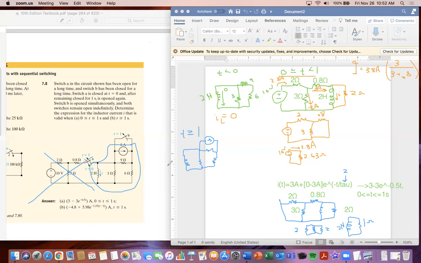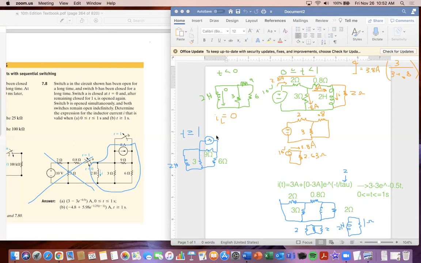Now I'm going to label 2 henries here for the inductor. We got 3 ohms, I'm just going to put 3 here. We got 6 ohms here. We got 9 ohms here. Okay, so there we go.